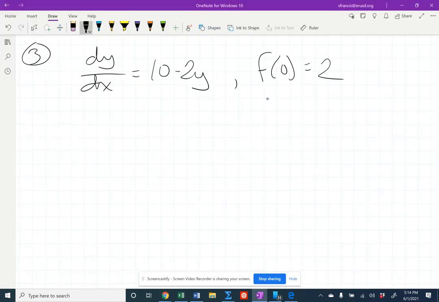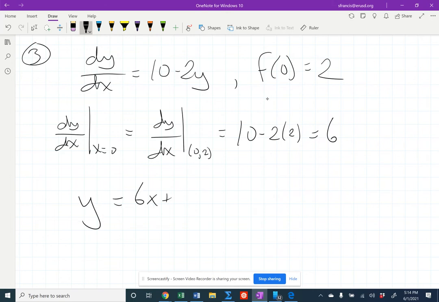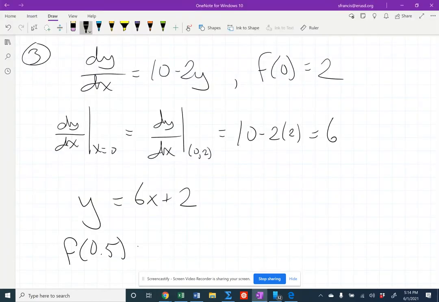Now, f of 0 is 2. So dy over dx, evaluated when x equals 0, is the same thing as evaluating dy over dx at the point 0, 2. And you need the y coordinate, so this is going to be 10 minus 2 times 2, or 6. So y is going to be equal to 6x plus 2, since x minus 0, I don't need to put that down. And so we're approximating f of 0.5. So that's going to be 6 times 0.5 plus 2, which is equal to 5. Half of 6 is 3, plus 2 is 5.